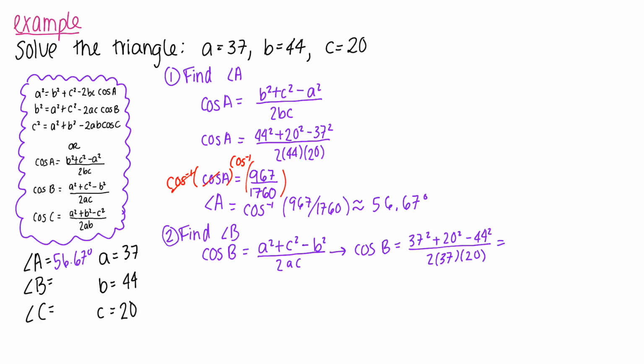And I'll simplify on my calculator real quick. All right, so I get, let me just write this on a new line. I get cosine B is equal to negative 167 over 1480. I will take cosine inverse on both sides to cancel those cosines. And I'm left with angle B is equal to 96.48 degrees.